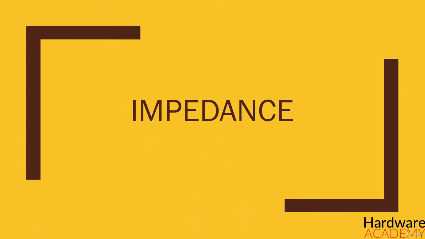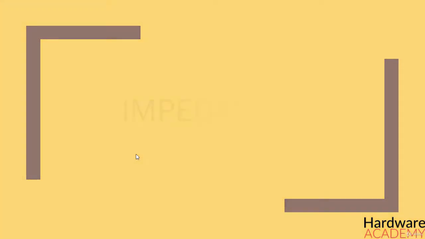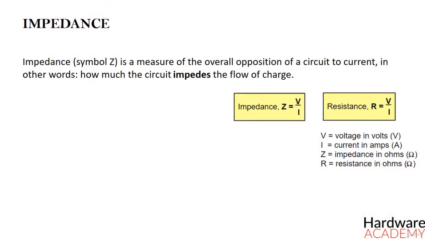Alright, so let's begin, and the first question is, what is impedance? Well, impedance is a measure of the overall opposition of a circuit to current. In other words, how much the circuit impedes the flow of charge. It is like resistance, but it also takes into account the effects of capacitance and inductance. Impedance is measured in ohms.